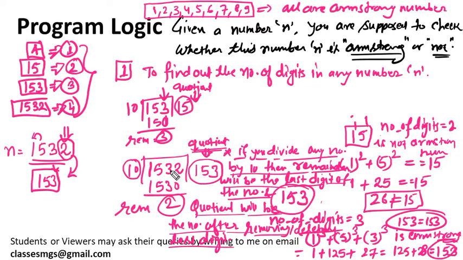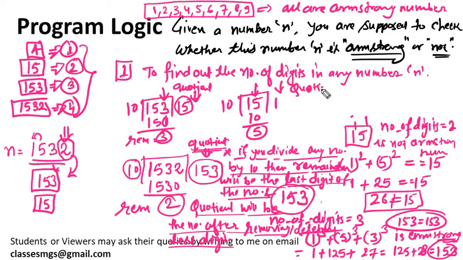So if you keep on dividing, let's suppose 15 again, and if you divide the 15 again by 10, then what will you get? You will get the remainder, the last digit, that is 5, and the quotient will be 1. So the quotient will be 1, that is the number after removing the last digit. So you will get the number 1 here, and the remainder as 5, that is the last digit of this number. Okay, this way keep on.